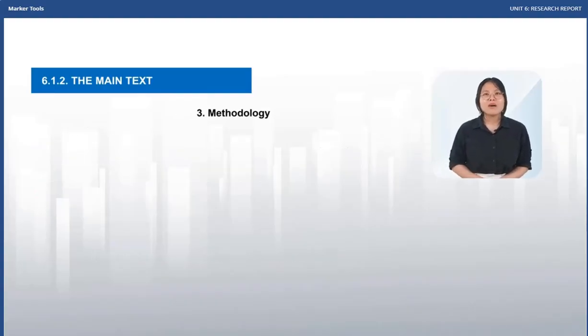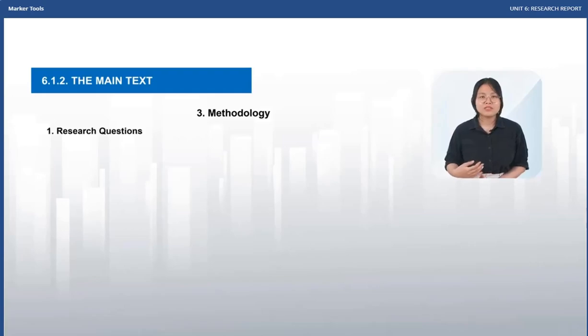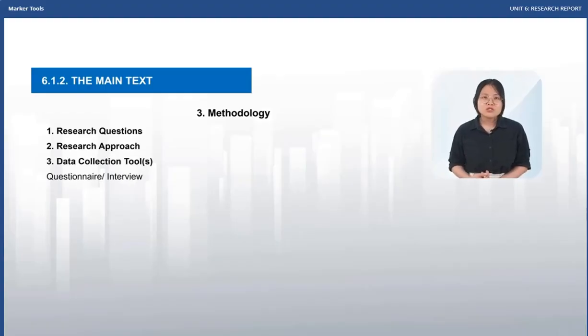So we just learned about methodology also. There are 6 parts. It will be a bit different for different papers or theses. But normally, we will start with the research questions. The research approach, for example, is it quantitative or qualitative? Data collection tools. You can tell us whether you use questionnaires, interviews, observation, or experimental procedures.